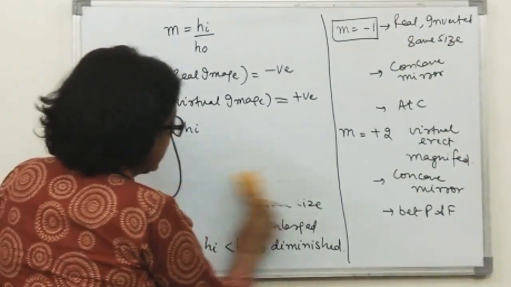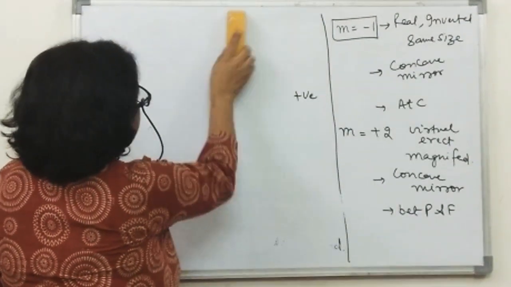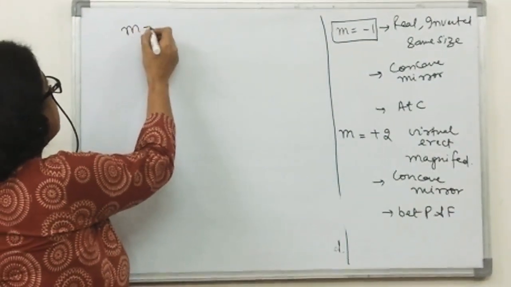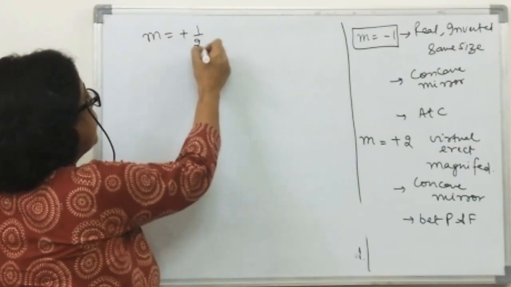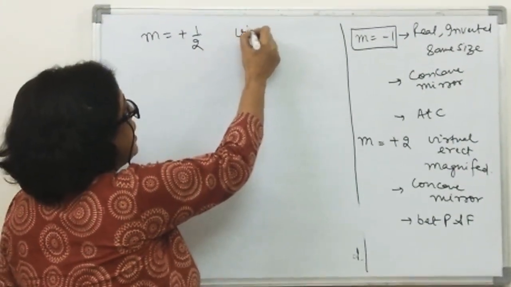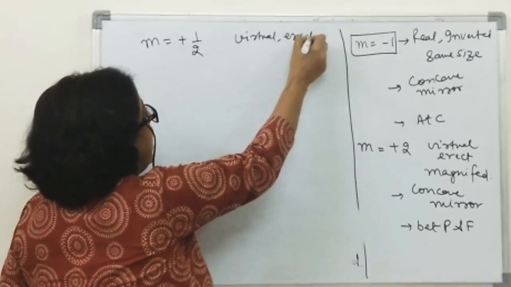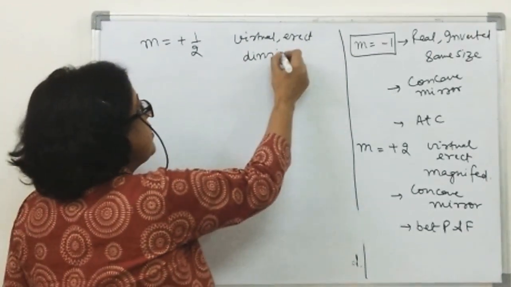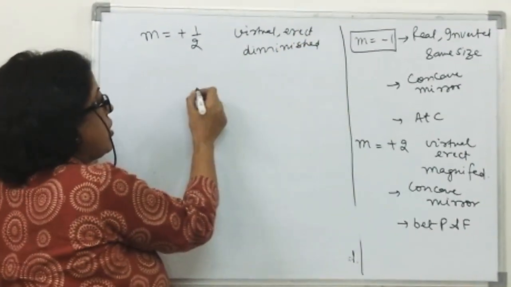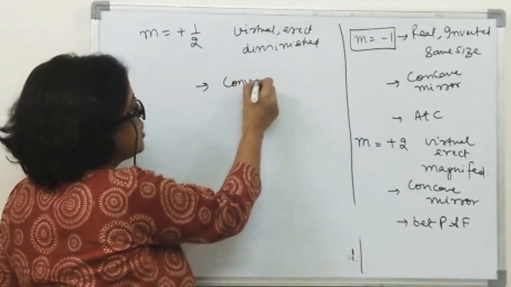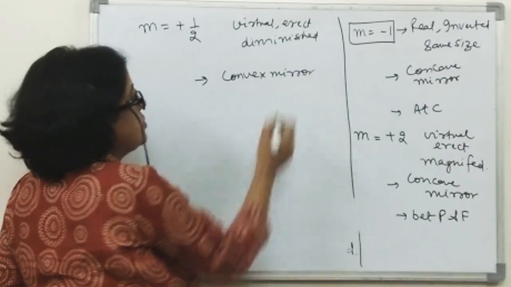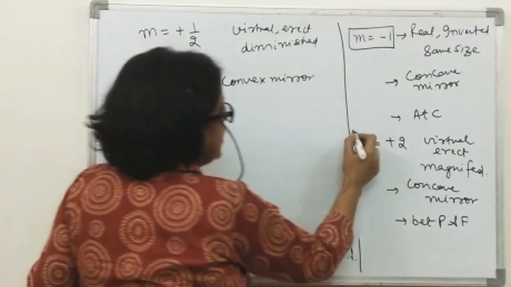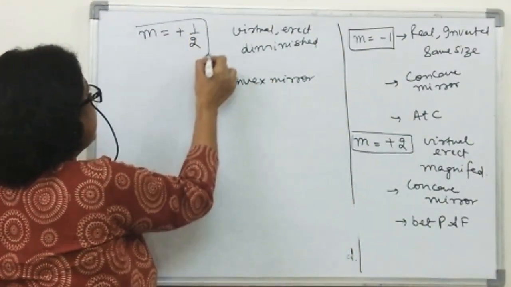Let's analyze a few more values for magnification. So let's say m is plus half. Again, the plus sign means virtual erect image, and half size means diminished. Half means HI is less than HO. So if it is virtual erect diminished, which mirror obviously forms a virtual erect diminished image? It is the convex mirror, and in all cases it forms a virtual erect diminished image. Fine. So much information we have gained using just the value of the magnification.